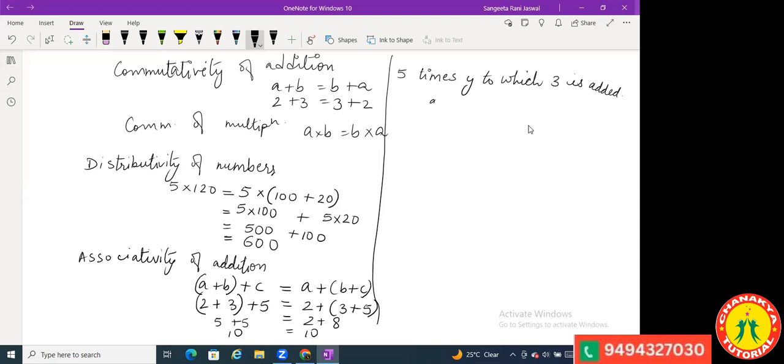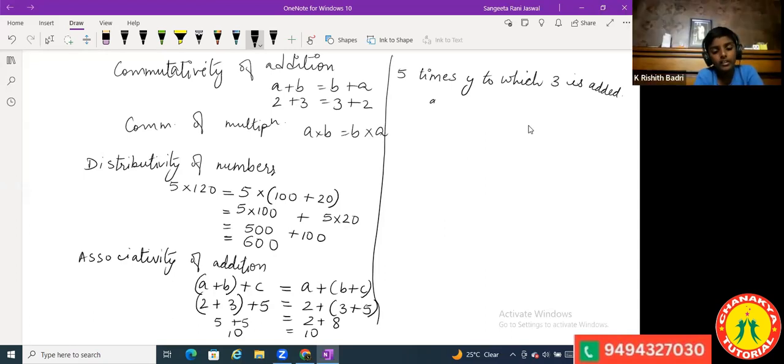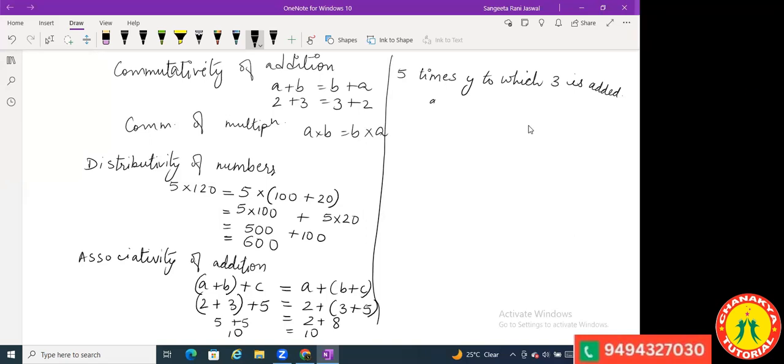Okay, now again, make an expression for this. Y is multiplied by -8 and then 5 is added to the result. Y into -8 plus 5. Great. Make some more. These are very simple statements. 3 added to the sum of x and y.